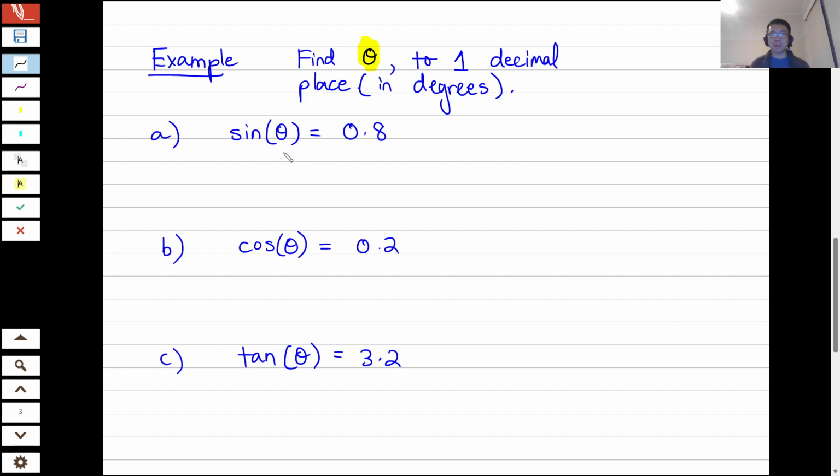So here we were saying sine of an angle gives me a number. Hence, if I take the inverse sine of the number, I get back to the angle. Now, it's more common to write what we're trying to find on the left-hand side. So I'm going to do that as well. I'm going to write theta equals the inverse sine of 0.8.